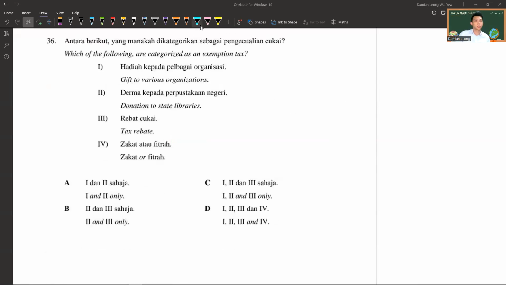Question 36. Which of the following are categorized as tax exemption? Exemption means the income that is not charged.